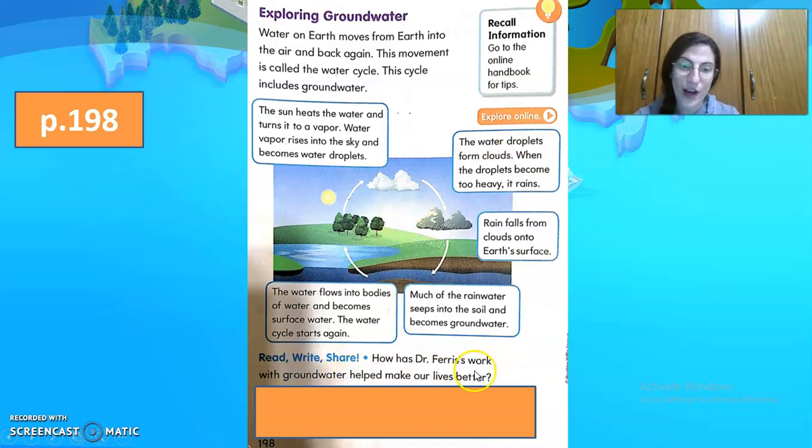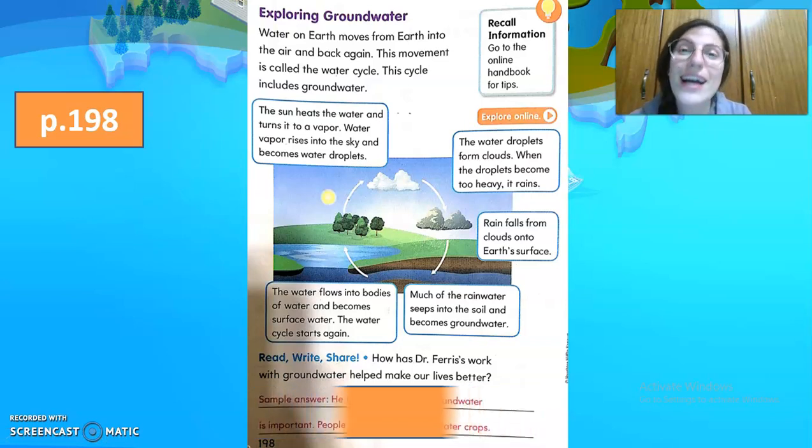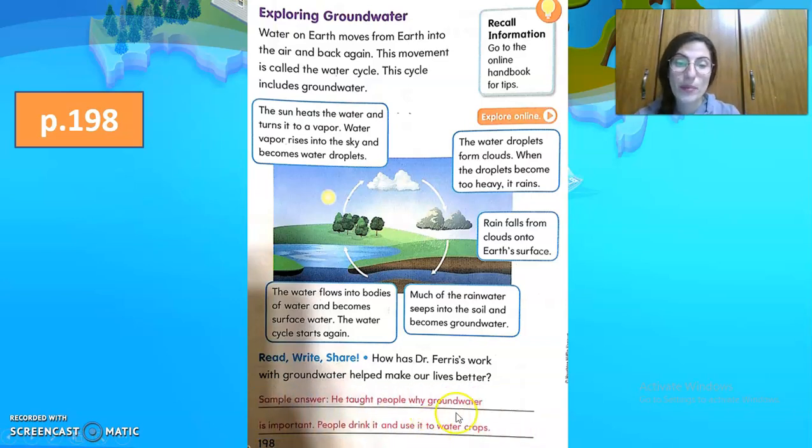How has Dr. Ferris's work with groundwater helped make our lives better? How did his work help our lives get better? Think, think, think. Correct! He taught people why groundwater is important, because people drink it and use it to water crops which are plants. Okay? So far so good? So you stop the video and you copy neatly and properly on the lines on page 198. He taught people why groundwater is important, people drink it, and use it to water crops.